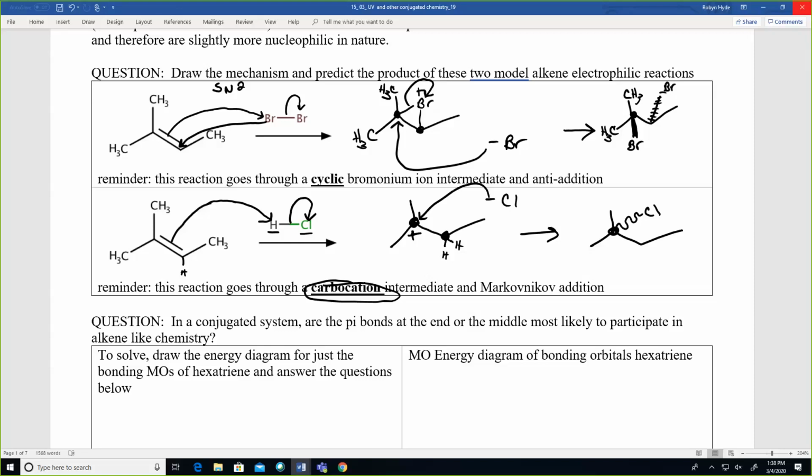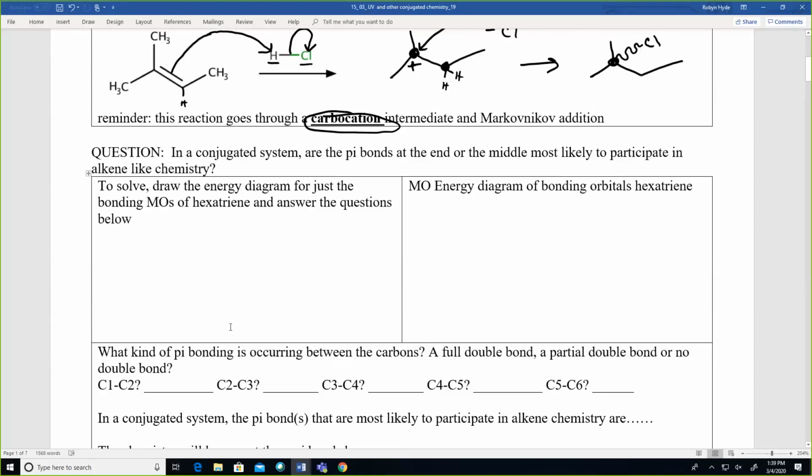Now, what if we have conjugation? So we have a little bit of a study that we need to do first. Okay, so here's my question about conjugation. In a conjugated system, are the pi bonds at the end or the middle most likely to participate in alkene chemistry? How do we know? We did kind of answer this before, but in case you're not sure you remember, let's go ahead and go through this process.